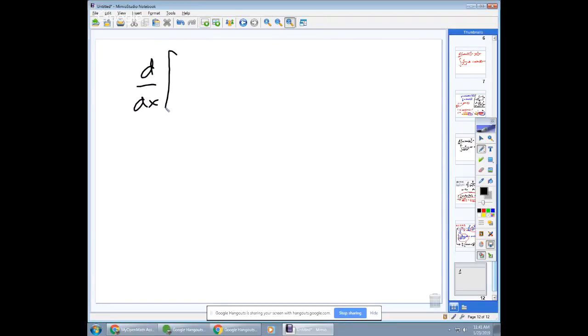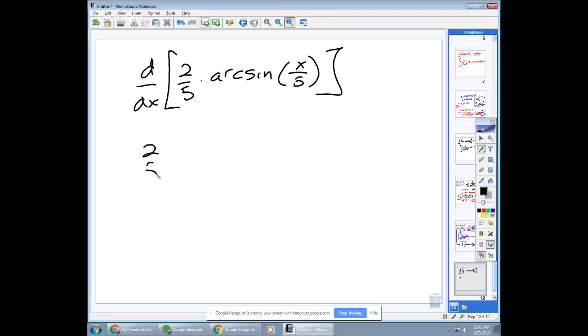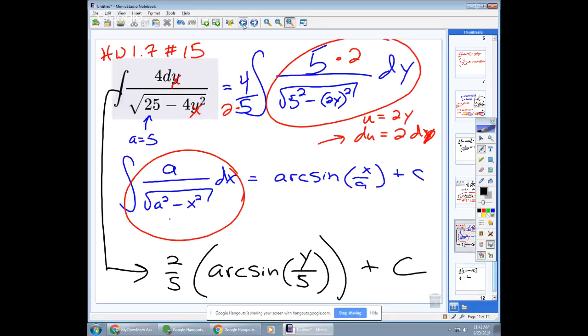Derivative with respect to x of 2/5 times the arc sine of x over 5. Who cares about the plus c, because the derivative of a constant is 0. All right, so the 2/5 hangs around. And then the derivative of the arc sine of x over 5 would be 5 over square root. Oh, I missed something. I have an error. I think it's your x. Well, my x is a problem. Let's see. Here's the problem.